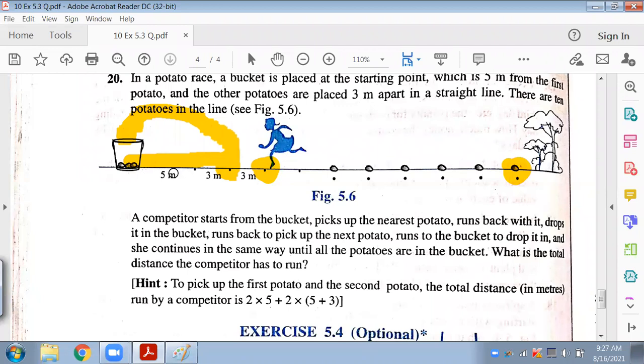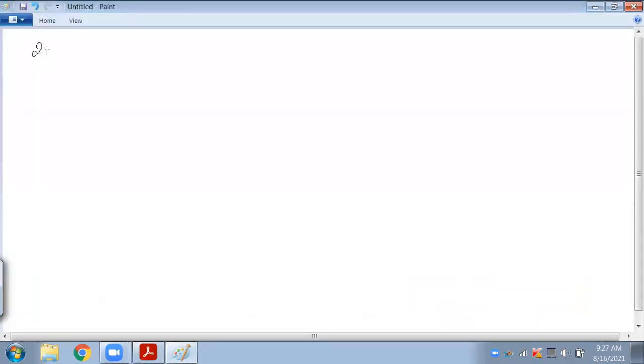So for the total distance run, we're going to use the sum formula, and here the first term will be 10. Why? To fetch the first potato, he has to run 5 plus 5, 10 meters. So we can take the first term a equal to 5 plus 5, 10. Then the common difference will be how much?